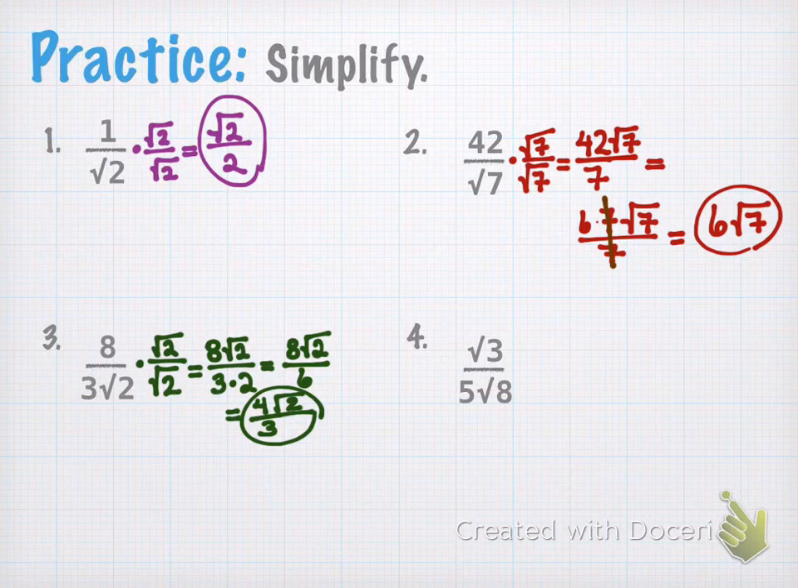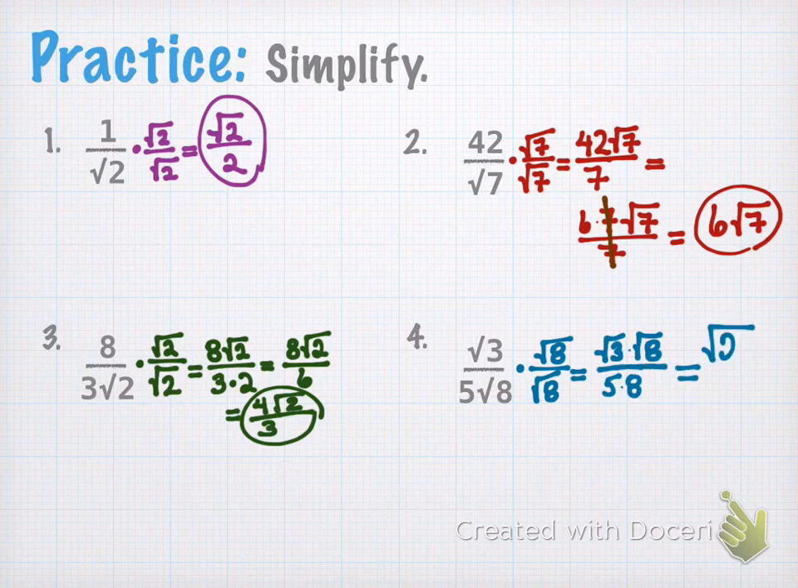Welcome back. Let's see what we did here. I'm going to multiply by the square root of 8 over the square root of 8. That gave me 5 times the square root of 8 down here, which gives me the 40, and 3 times 8, which gave me the square root of 24. But can we break the 24 down?